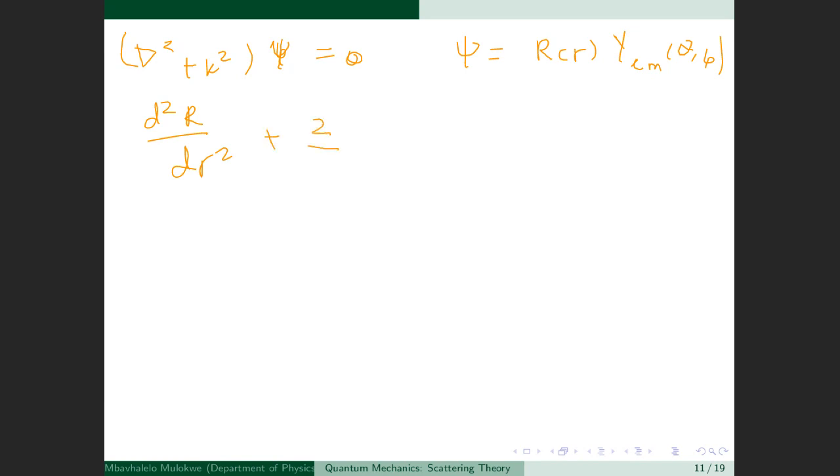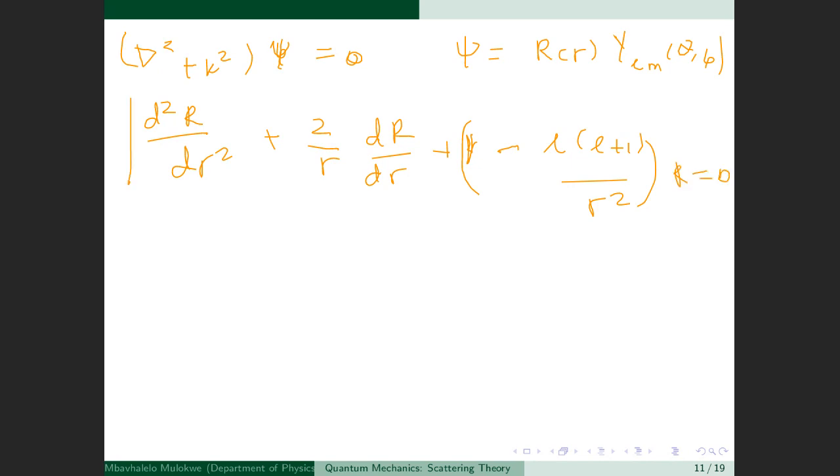So if you remember the Helmholtz equation, it's given by (del squared plus k squared) psi equals 0. You can see that psi is going to depend on some radial part and maybe Y_lm of theta and phi. The radial part of the equation will be d²R/dr² plus (2/r) dR/dr. It's just the usual separation of variables technique. So let's say minus l(l+1)/r² R equals 0.